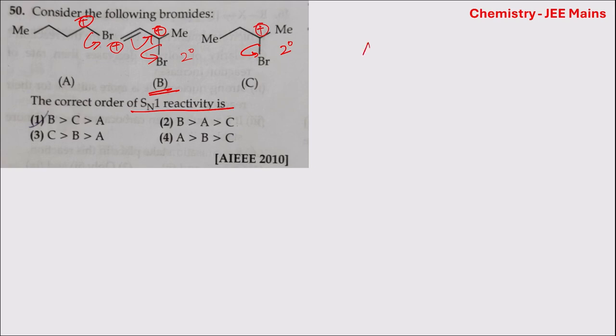So the least reactive is A, and out of B and C, compound B is more reactive than compound C, and out of A and C, C is more reactive than A because C is the secondary carbocation, this is the primary. B is more reactive than C because an allylic carbocation is formed and it is stabilized due to the delocalization of the positive charge on the benzene ring. So the correct order of reactivity is B more reactive than C, C more reactive than A. So option 1 is the correct option.